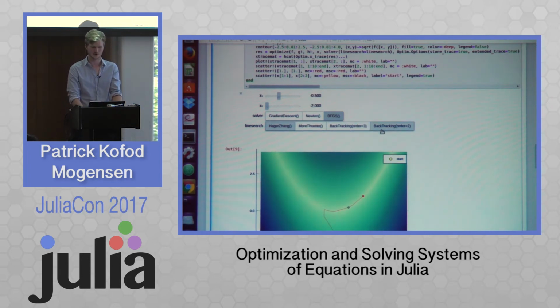And these are some of the different line searches that you can use. Hager-Zhang that I told you about, Moré-Thuente, backtracking, or the cubic backtracking, and the quadratic backtracking. So you see the line search choice does have something to say on how quickly it will converge.